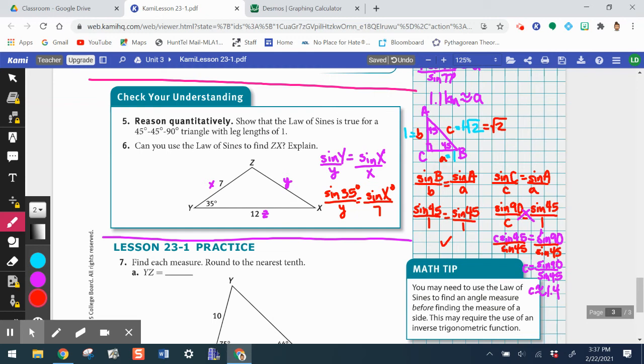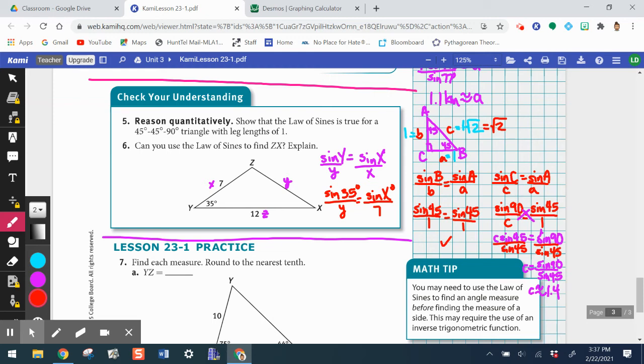So I replace capital B with 45 degrees, lowercase b with 1. Replace capital A, angle A, with 45 degrees, and lowercase a with 1. And we don't have to cross multiply here. We see the exact same thing on both sides of the equal sign, which means this is true. Well, then you might be skeptical. Well, I was dealing with two 45-degree angles. Of course it's going to be true.